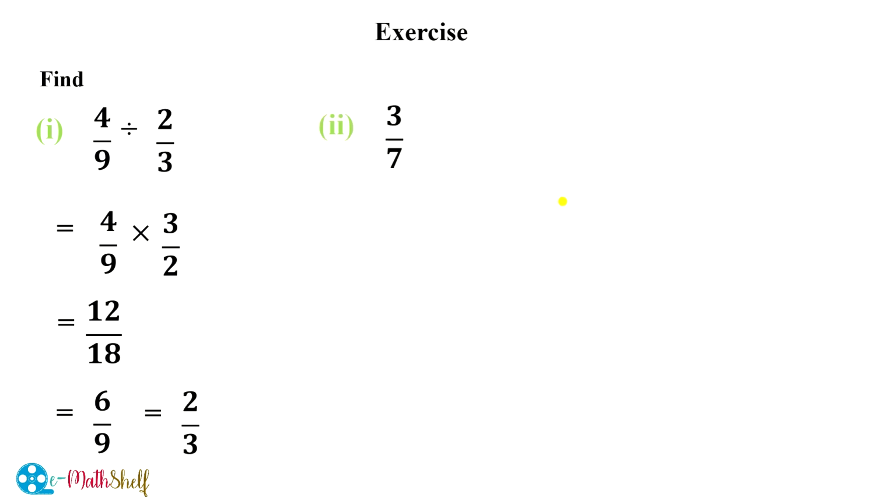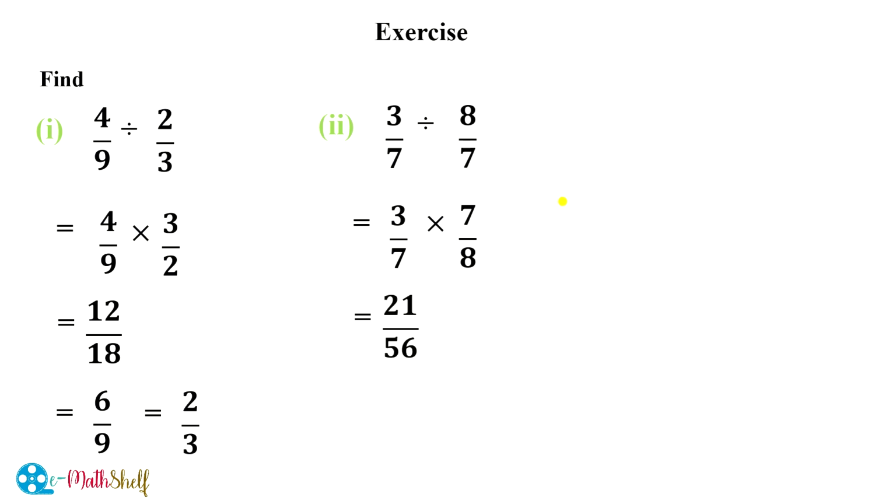Let us take another example. Here I have a fraction 3 upon 7 divided by the fraction 8 upon 7. So I will take my dividend as it is, that is 3 upon 7. And now I will convert the division sign into multiplication. I will take the reciprocal of my divisor. And we know that the reciprocal of 8 upon 7 is 7 upon 8. I will simply multiply these two fractions. We know that 3 into 7 is 21 and 7 into 8 is 56.